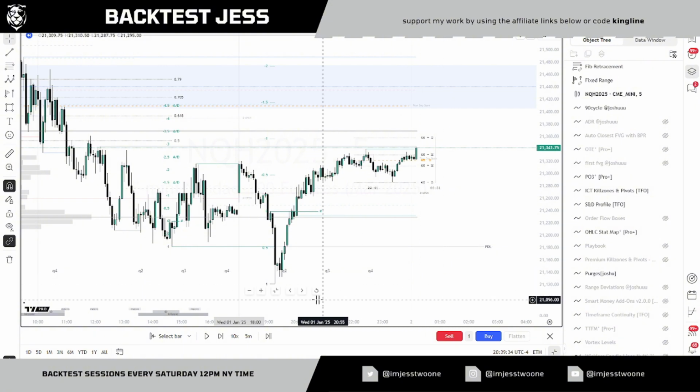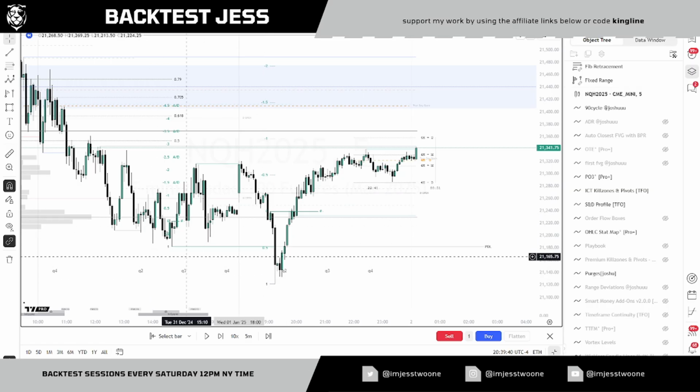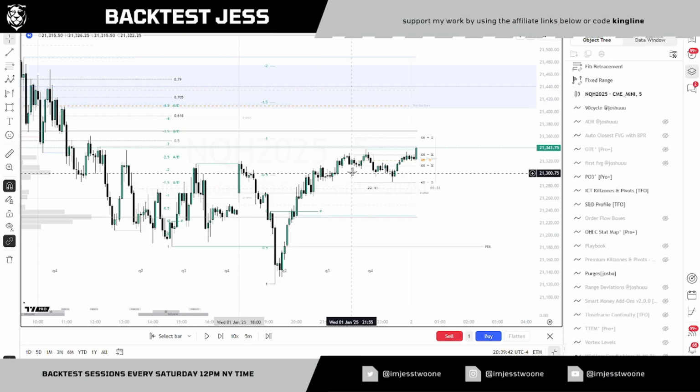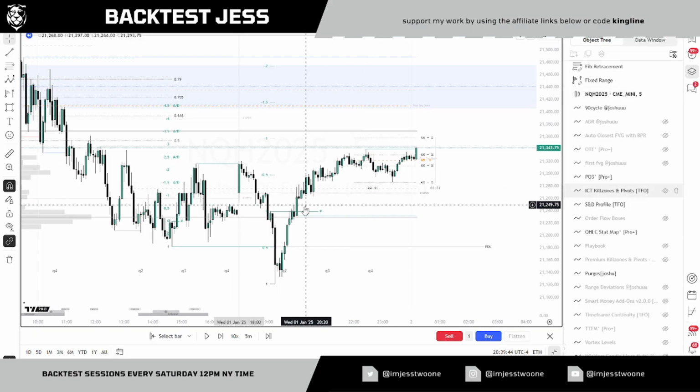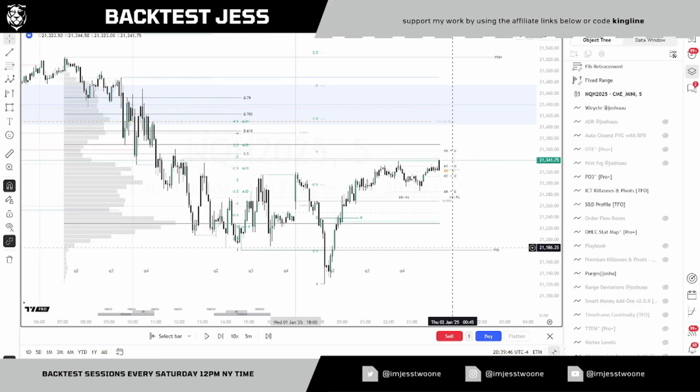Okay, hold on. Let me see if all this is correct still. So the CSDs don't change because the CSDs are CSDs. Still Q1, Asia session here. All right, so yeah, it changes where the sessions land.